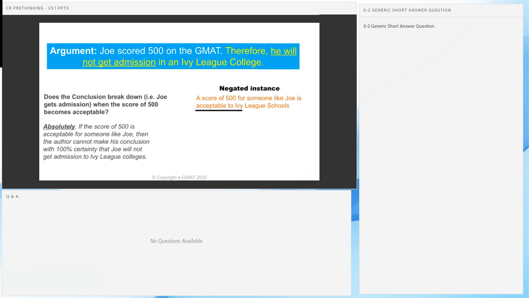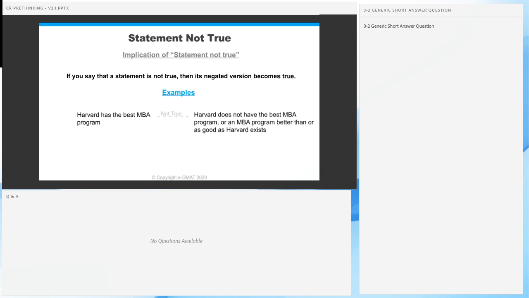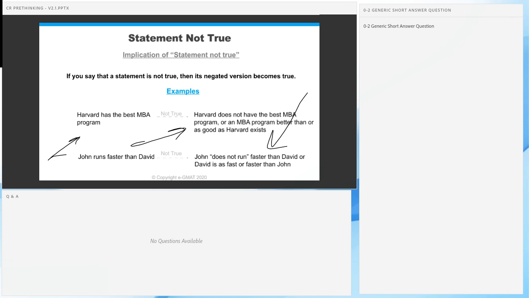Now, some of you may be saying, Rajat, how do you say that when a statement is not true, its negated instance becomes true? So let's take a few examples. Let's take this statement: Harvard has the best MBA program. If you say that's not true, by definition, you're also saying this: Harvard does not have the best MBA program, or an MBA program that's just as good or better than Harvard exists. If you say John runs faster than David, and if you say that's not true, then by definition, you're also saying that John does not run faster than David, or David is just as fast, or maybe even faster than John. Can you see this? If you said this is not true, you're saying this is true. Yes, no.